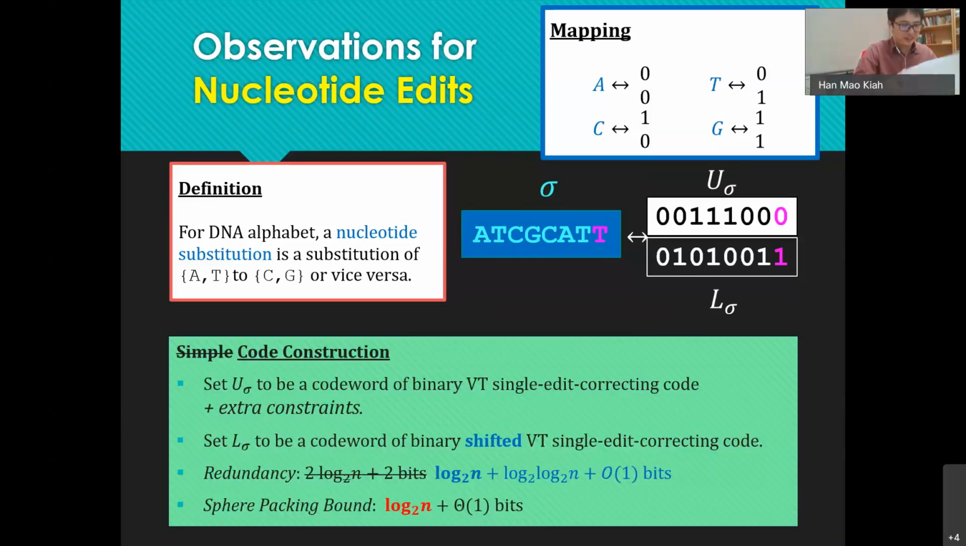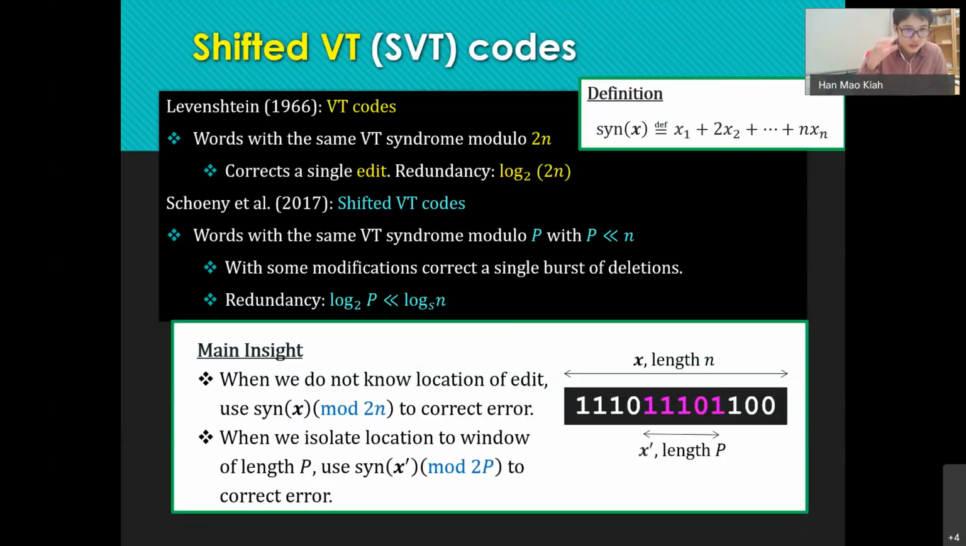Okay, good. So what is this shifted VT code? Let me give a short introduction. This shifted VT code was introduced by Sheeny et al. recently in 2017, where the VT syndrome is taken over a much smaller modulo value. So instead of taking modulo n, you take it modulo p. And here, p is typically chosen to be much smaller than n. So my redundancy is log p instead of log n.